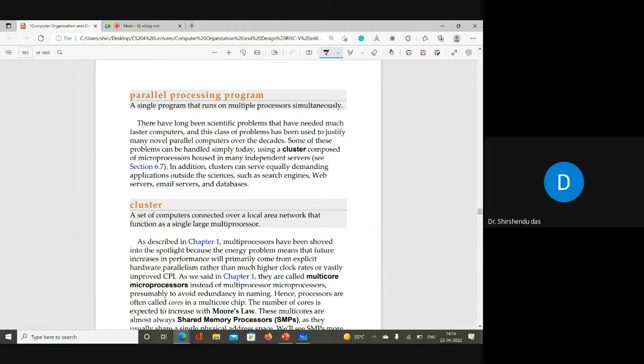I explained this last class. Another one is cluster. Suppose there are 2 computers here, right? This one is a computer, this one is another computer. If somehow I connect these 2 computers and create a cloud, then that is called a cluster, because this computer has separate physical memory, and this computer has separate physical memory. So that is also possible, right?